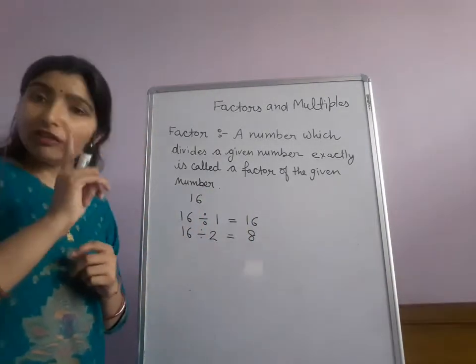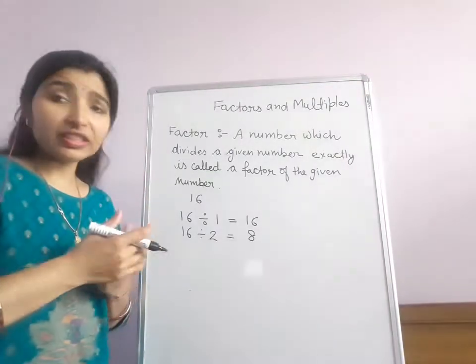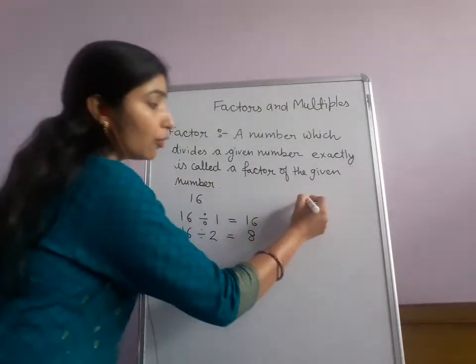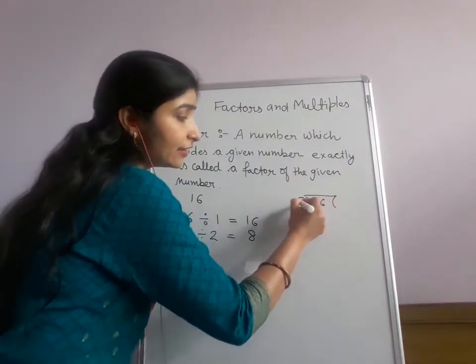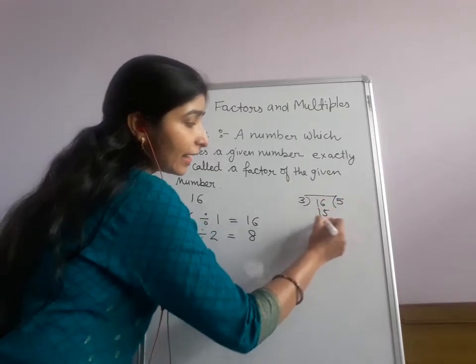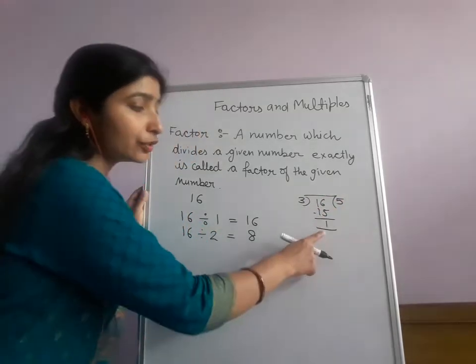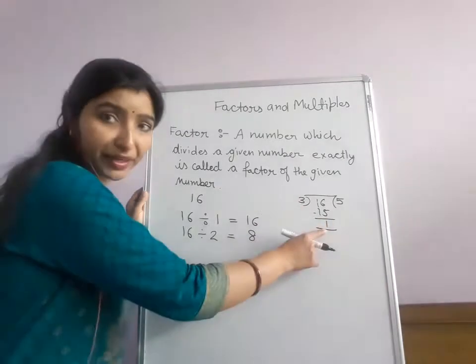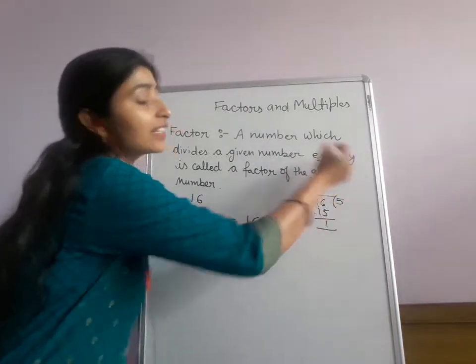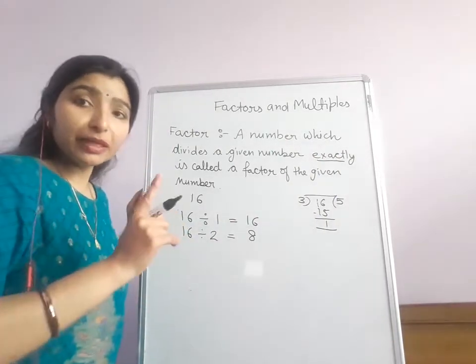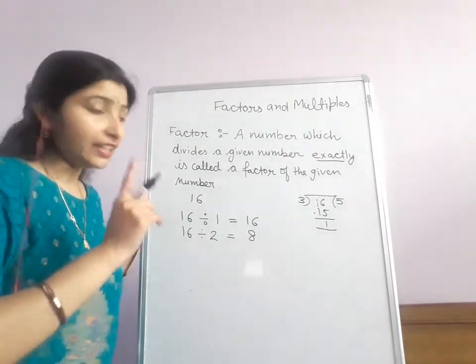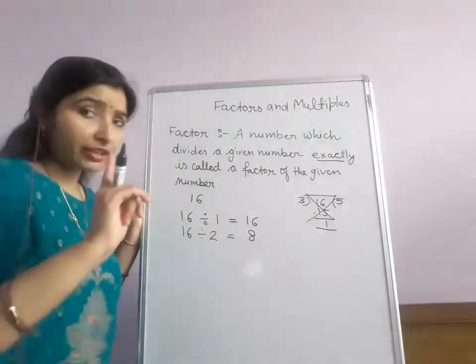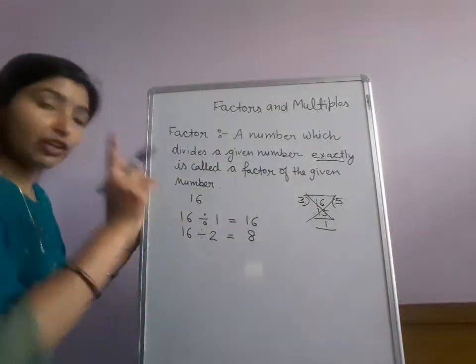Now, 16 will not come in the 3 table. So, 3 cannot divide 16. How? If you divide 16, 3 5s are 15 and 1 is left. So, it is not exactly divisible by 3. There is a remainder left, and we said exactly divisible means without leaving any remainder. So 16 is not divisible by 3, so we will not write that.